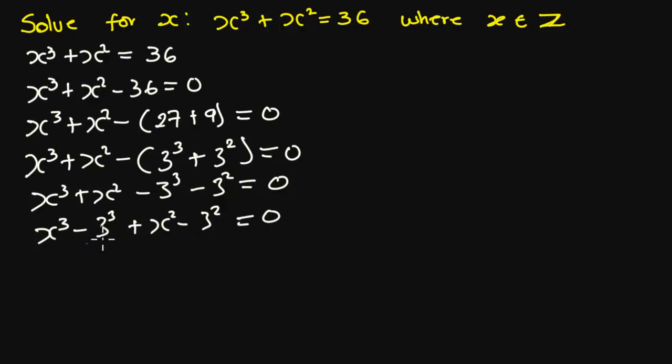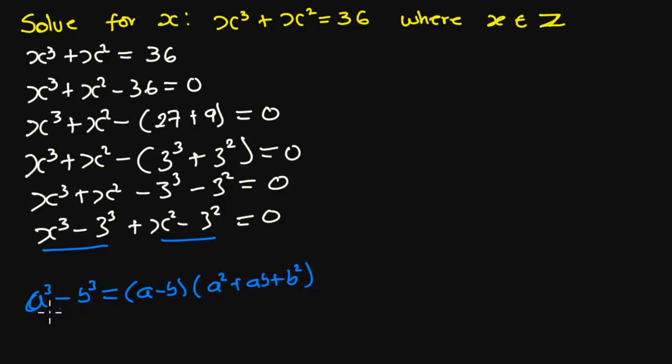Now from here, we are going to simplify this in batches. So this term and then this term. So for instance, when we have a cubed minus b cubed, this is the same as a minus b multiplying a squared plus ab plus b squared. And then when we have a squared minus b squared, this is the same as a minus b multiplying a plus b.